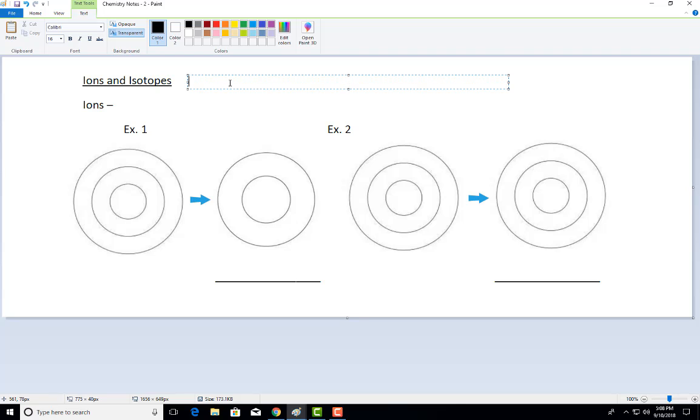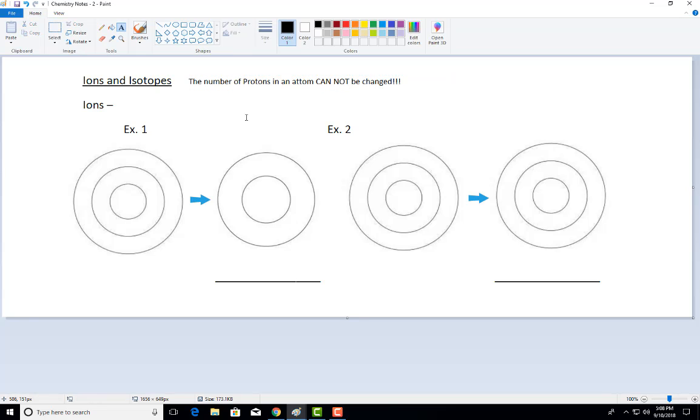There we go. All right, so first of all, the number of protons cannot be changed. The number of protons in an atom cannot be changed. It just simply cannot happen. Should be self-explanatory, but just in case, it cannot be changed. You're changing all the basic properties of an atom when you change the number of protons.